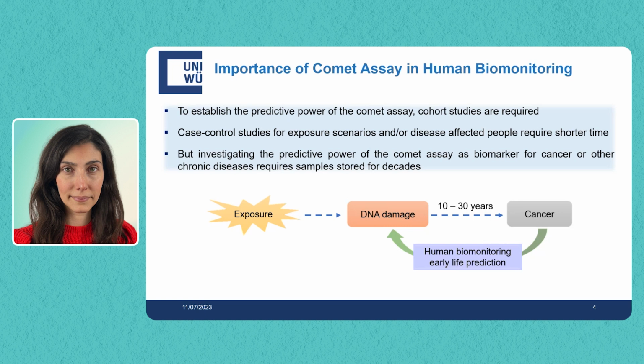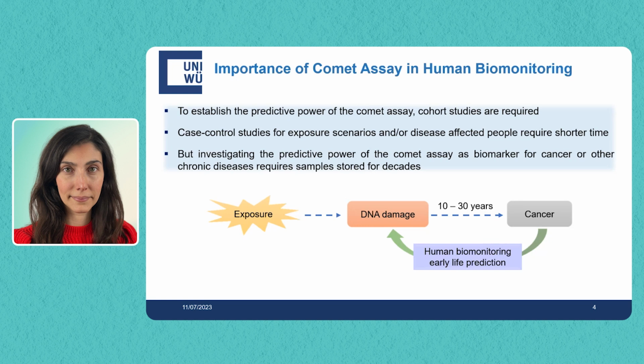So with this, over decades, 10 to 30 years maybe, the cancer is manifested as a result of the exposure. However, we can maybe use DNA damage and repair as an early predictive marker before these 10 to 30 years occur. The comet assay offers a good approach because it's easy and quick. However, we need to establish the predictive power of the comet assay by using cohort studies to see what kind of matrix we can use.